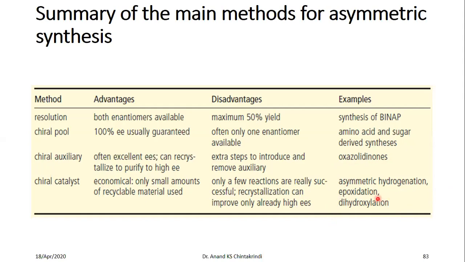This part we have not seen, but you can refer to Organic Chemistry by Clayden. This example is after the Sharpless asymmetric epoxidation, and it is on similar lines. This completes your asymmetric synthesis.